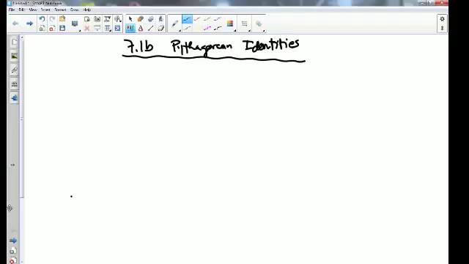Okay, Pythagorean identities. So remember, an identity is something that's always true, correct? Right. So when we write the identities, you know them to be true, and you can use them for any x value.